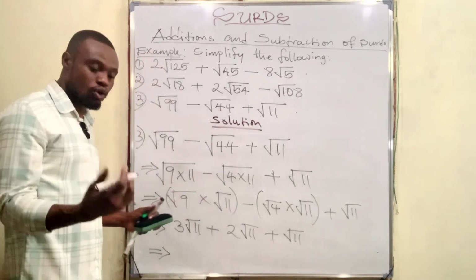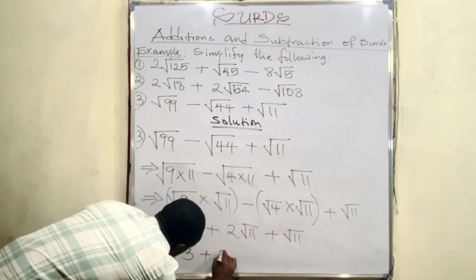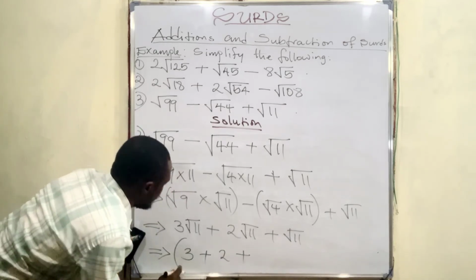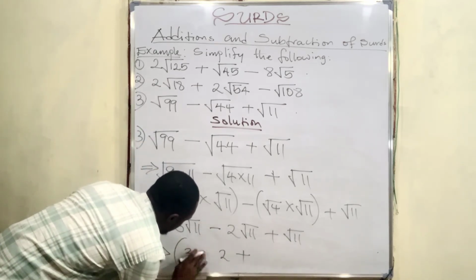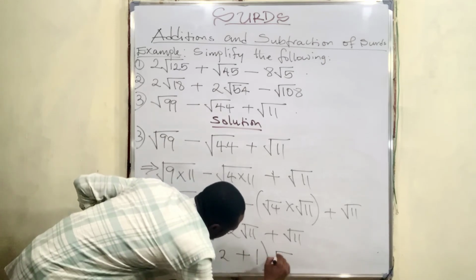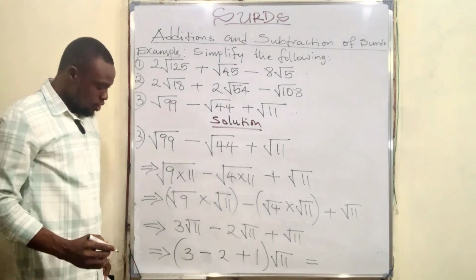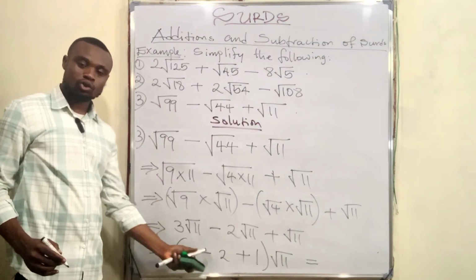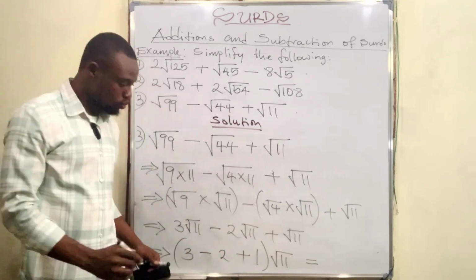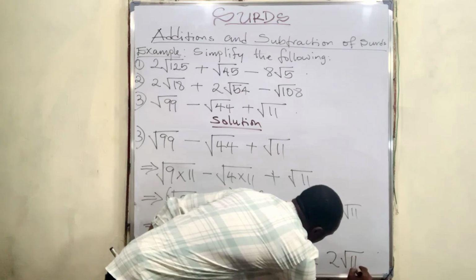So if we factor out all the 11, we have what? Open bracket, we have 3 here, minus 2 here, plus 1, close bracket, root 11. So this is equal, so 3 minus 2 is 1. 1 plus 1 is 2. So finally our answer is 2 root 11.